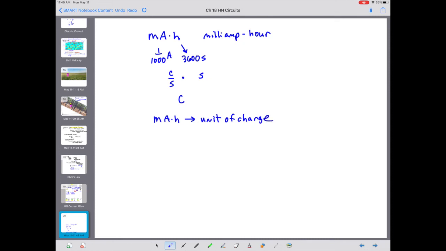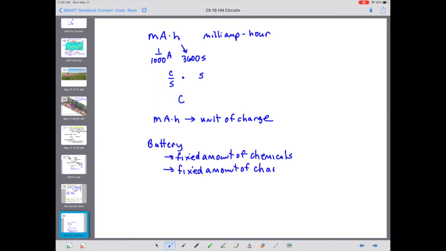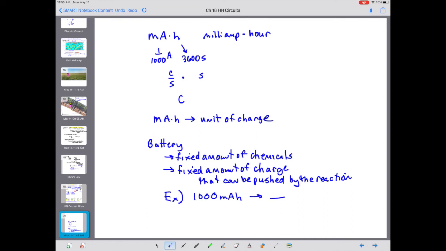But it is commonly used with batteries. And the reason is because in a battery, you have a fixed amount of chemicals. And if you have a fixed amount of chemicals, that means you have a fixed amount of charge that can be pushed as a result of this chemical reaction. So let's say, for example, arbitrary number here, a battery is rated 1,000 milliamp hours. Well, you can convert this into a number of coulombs, and you'll do that in the homework problems, but it would be a fixed number.